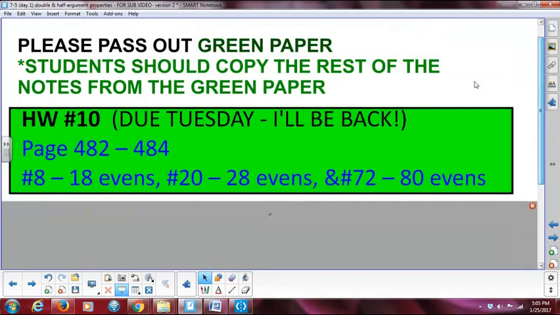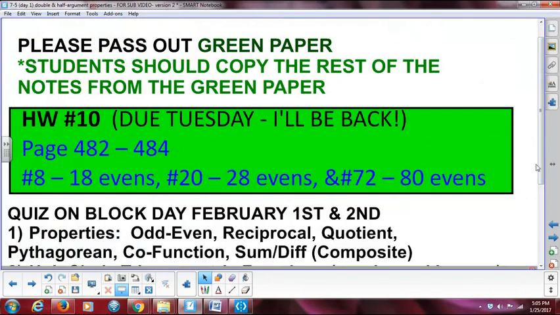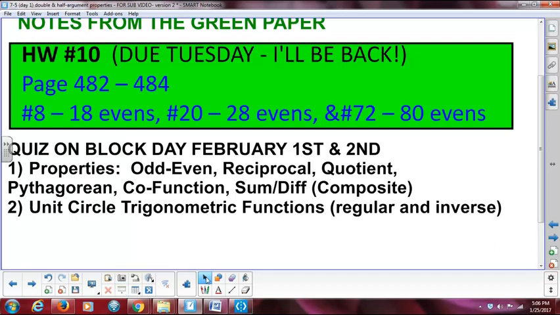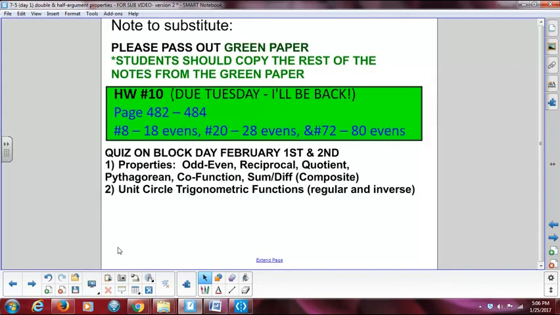And then I also want to remind you that on the block day, we're having another quiz, and you need to know the properties you knew on the quiz from last week: odd, even, reciprocal, quotient, Pythagorean, but you also need to memorize the cofunction properties and the sum and difference properties, or called the composite. And again, there will be regular and inverse trig function questions on the quiz. So please be productive and be ready to ask questions tomorrow because I will be back. Thank you. Bye-bye.